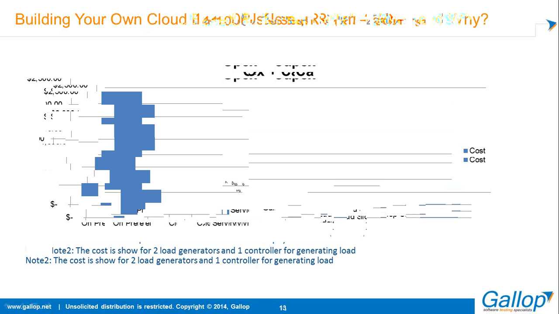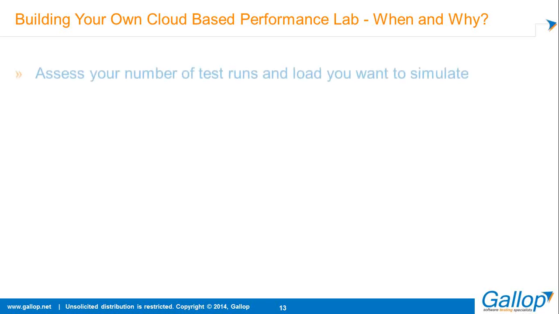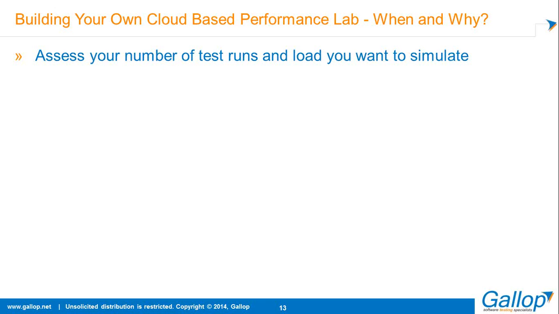Now, when should you take your performance lab to the cloud, and why should you take your performance lab to the cloud? If we look, the first question is your number of test runs and the load you want to simulate, because these two particular factors will determine the cost that you need to pay on a long-term basis, on a long run. What exactly is the cost per test that you are paying? And the second question is, do you need absolute control on the number of load generators you want to use and the health of the load generators?